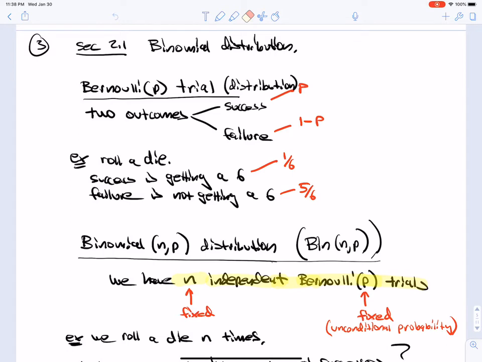But we'll start with baby steps, the Bernoulli P trial. A Bernoulli P trial is basically an experiment that has 2 outcomes, a success or a failure. It has a success with probability P and a failure with probability 1 minus P. So for example, you roll a die, you either get a 6 or you don't get a 6.